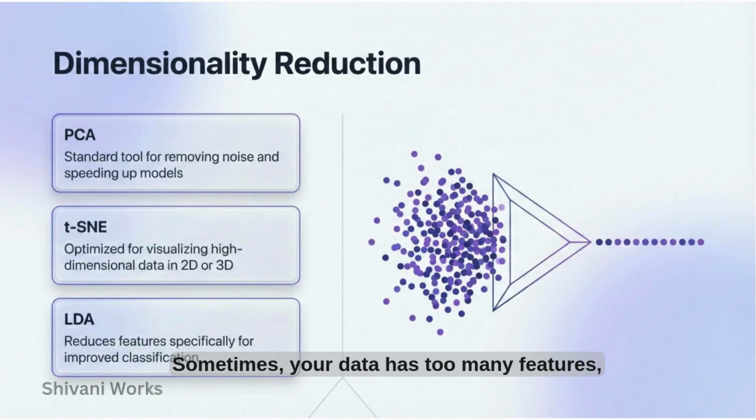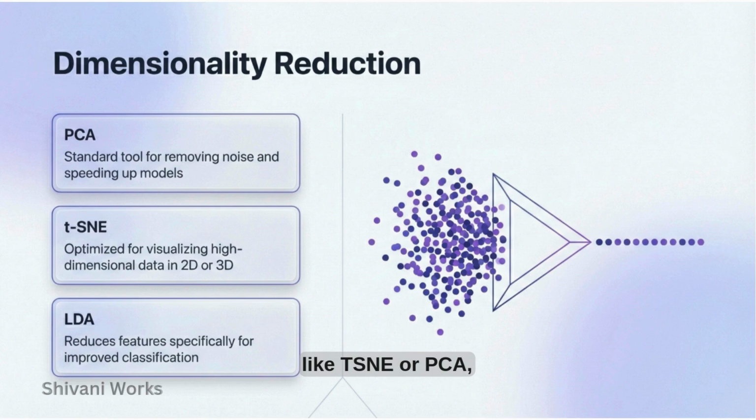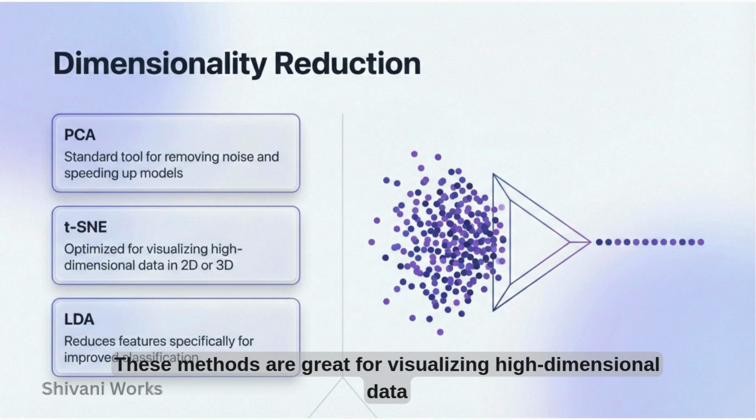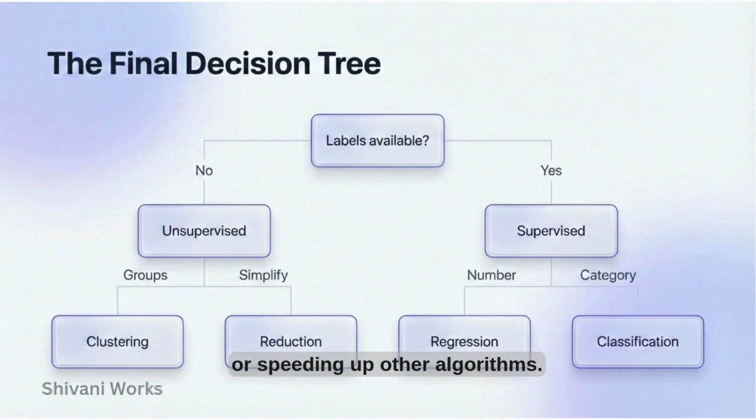Sometimes your data has too many features, making it hard to analyze or visualize. Dimensionality reduction techniques, like t-SNE or PCA, help you simplify your data while keeping the important patterns. These methods are great for visualizing high-dimensional data or speeding up other algorithms.